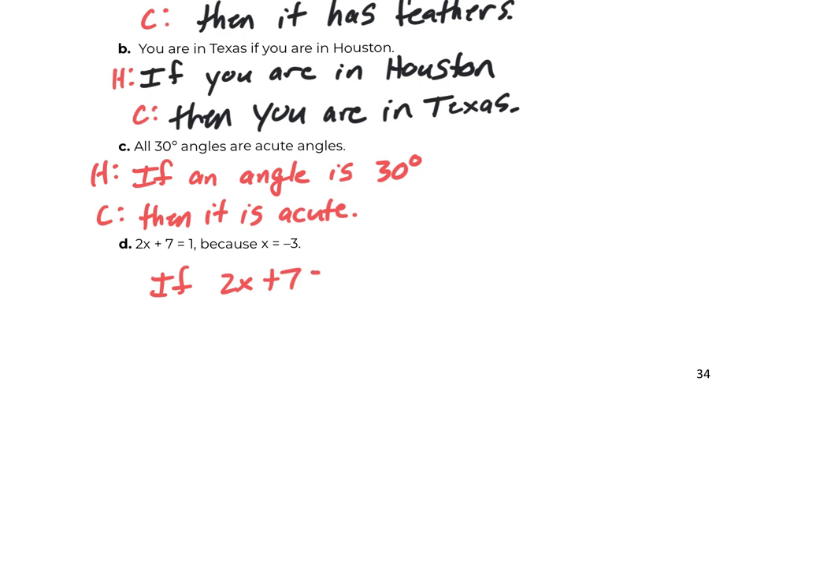If 2x plus 7 equals 1, then x equals negative 3. We could insert the words if and then and make it a conditional statement. This would be my hypothesis. This would be my conclusion.